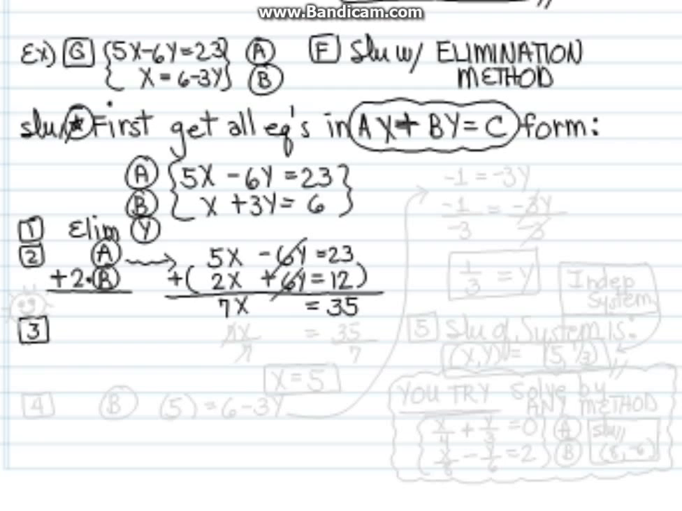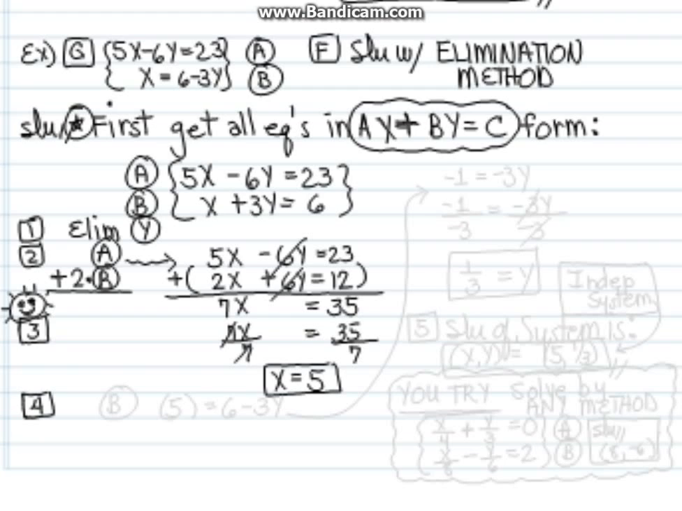Step 3, well, now I'm happy again. Let me put my happy face, because I only have one variable, which means I can solve for that one variable. Let's do it. Step 3 says solve for the only remaining variable, which is x. So I'm going to divide both sides by 7, the coefficient. These 7's cancel. I get x equals 35 divided by 7 is 5. So now I have my x partner. Let's go on to step 4.